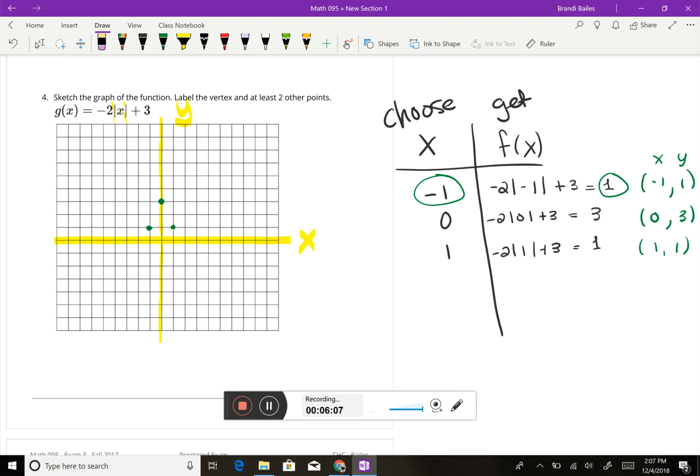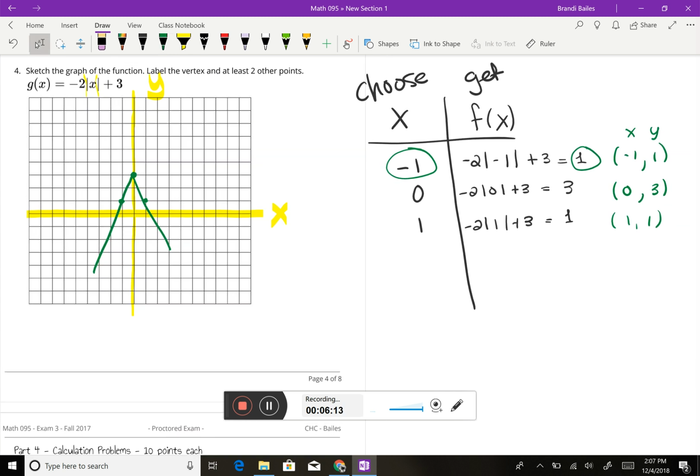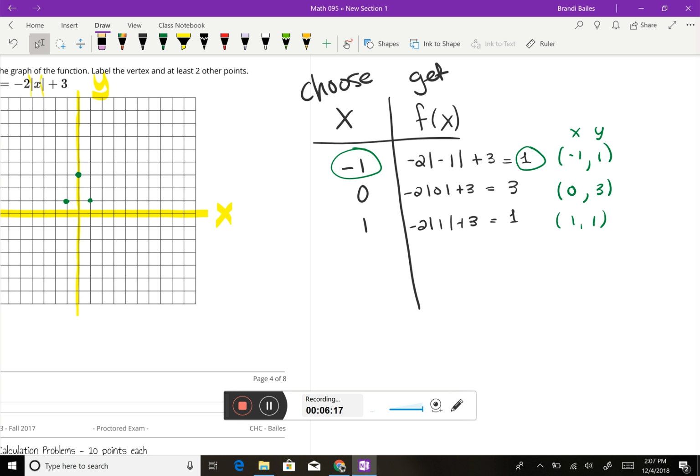So that makes sense for my picture. So it looks like I'll have a graph that does that. I can always add more points if I feel iffy, if I'm not sure that that's what will happen. I could go over. Let me look at -2 and +2 just to see what happens.